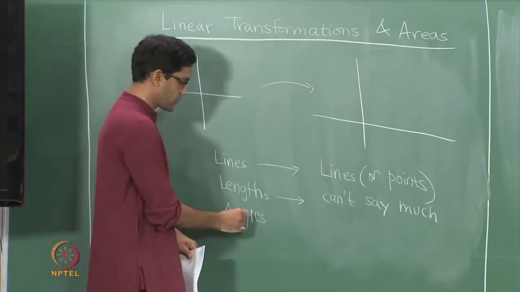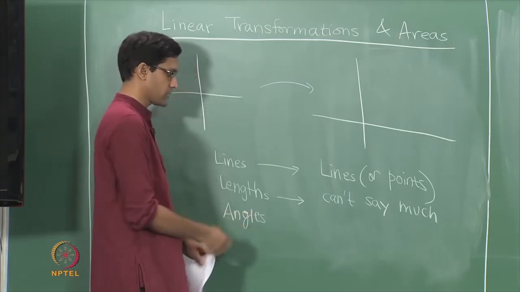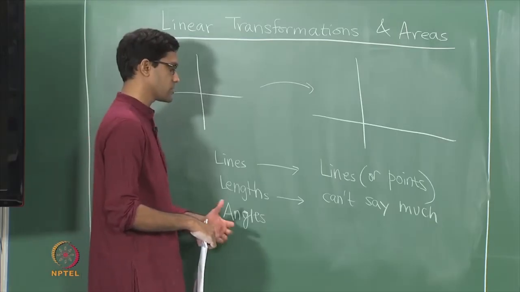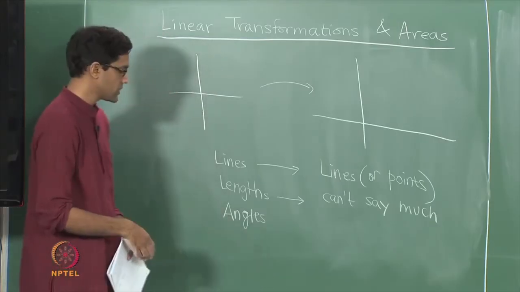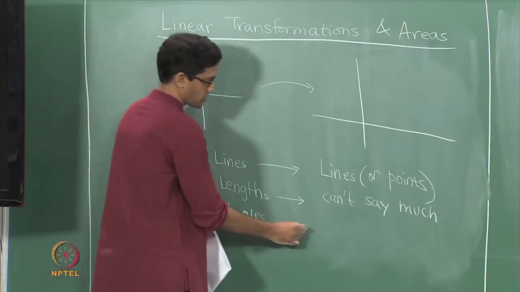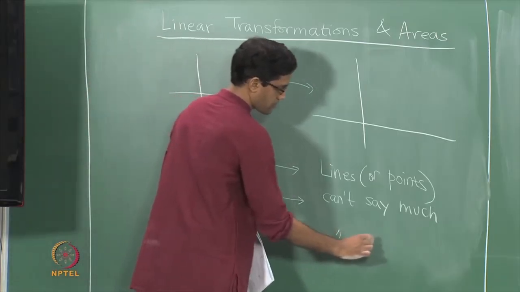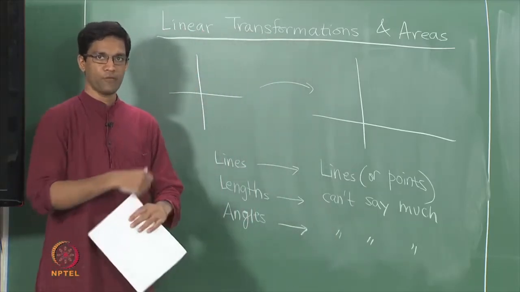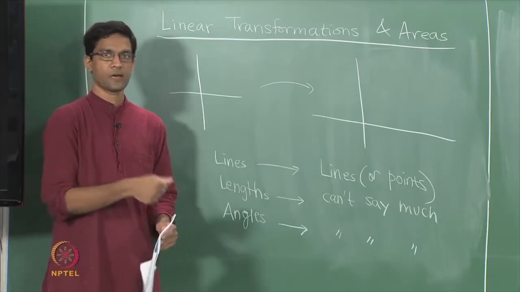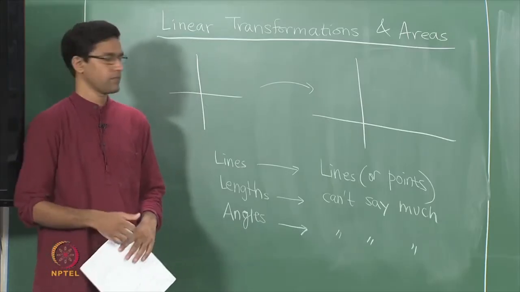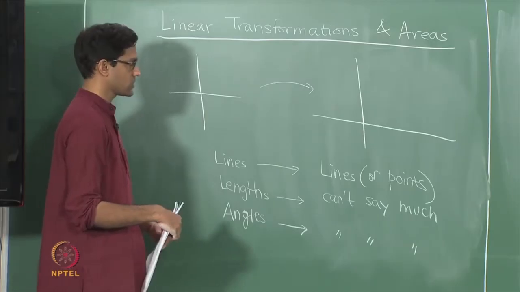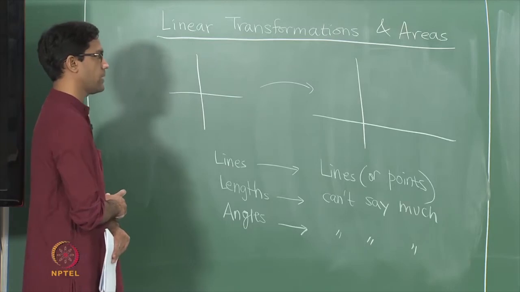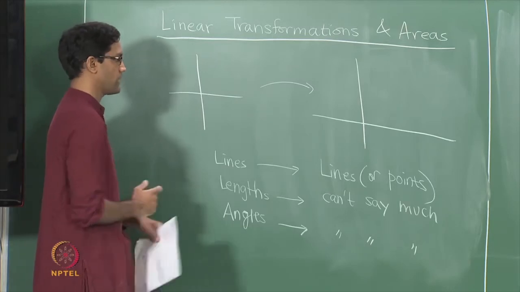Similarly, angles, again, we looked at instances of transformations which preserve angles, such as rotations, reflections, dilations, and so on. But then there were instances, like the inhomogeneous dilation, which did not preserve angles. So again, we can't really say much. A typical linear transformation might deform the plane in such a way that neither lengths nor angles are preserved. So it does strange things to these. Now, areas is the third aspect that we studied in our various examples.